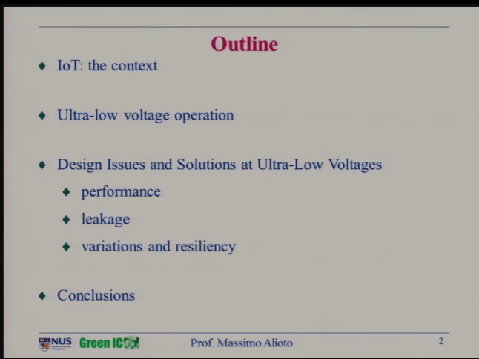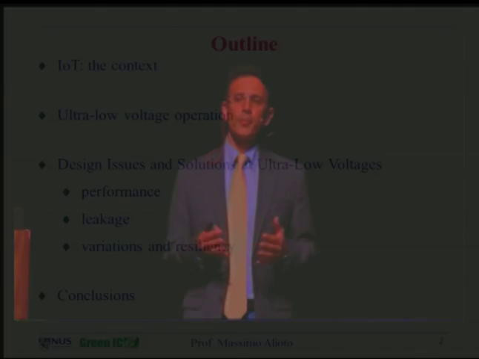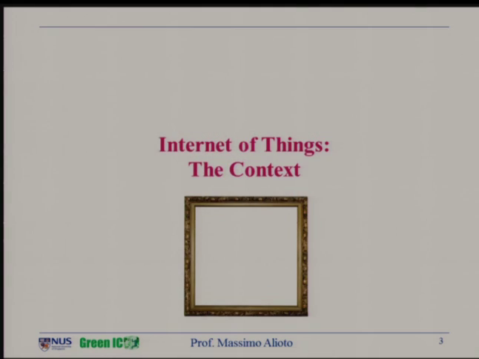First, we will talk about the context, so what is truly specific to IoT designs. Then we will talk about ultra-low voltage operation, the necessity for it. And then we will talk about the design challenges that ultra-low voltage operation poses, as well as promising solutions to these problems. This will be about three main challenges: performance, leakage, and resiliency degradation at ultra-low voltage. And then I will wrap up. So let's get started with the context.